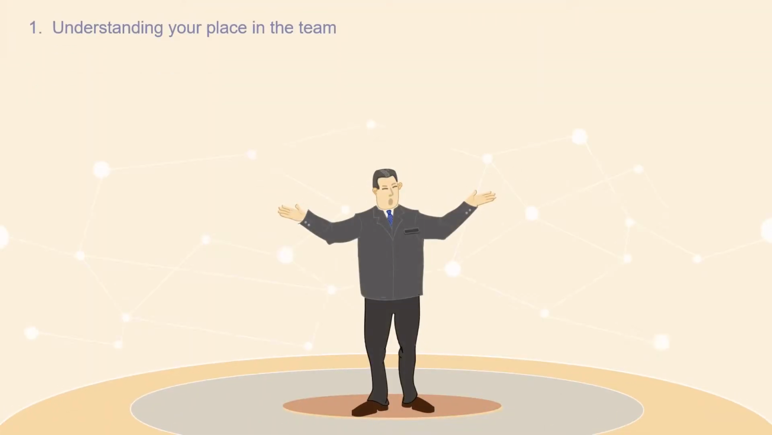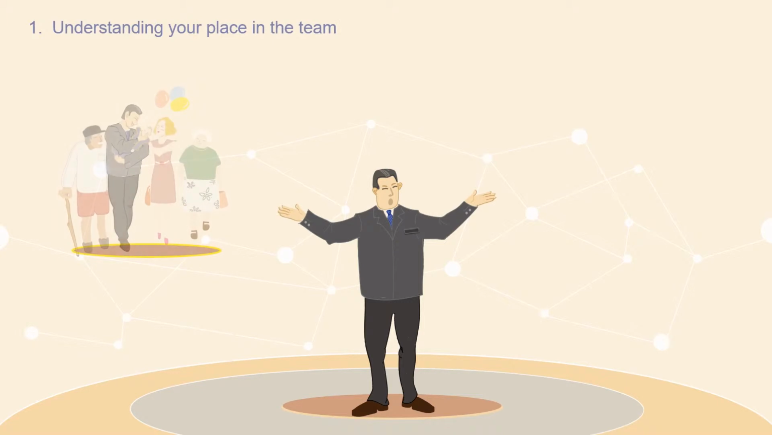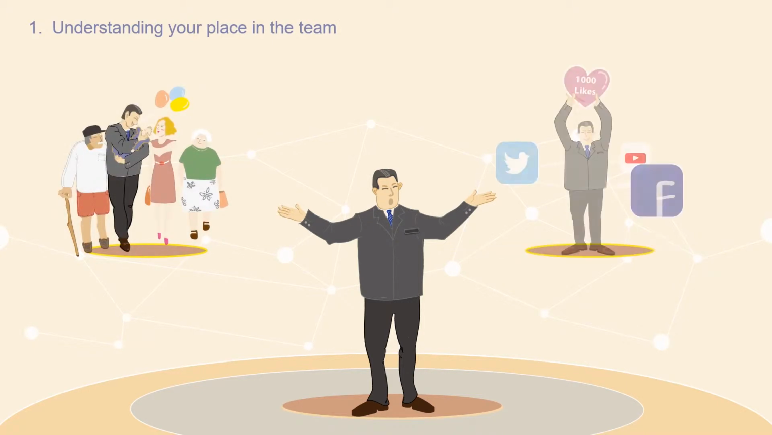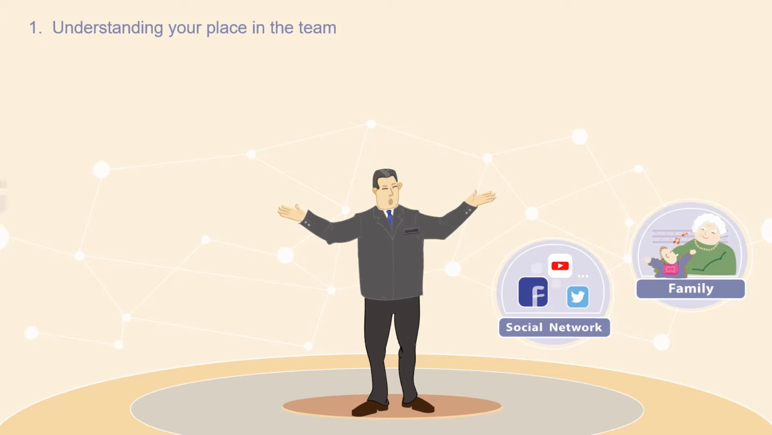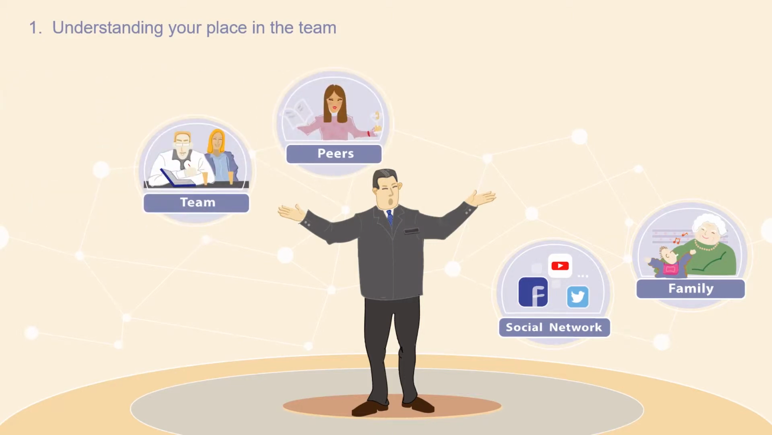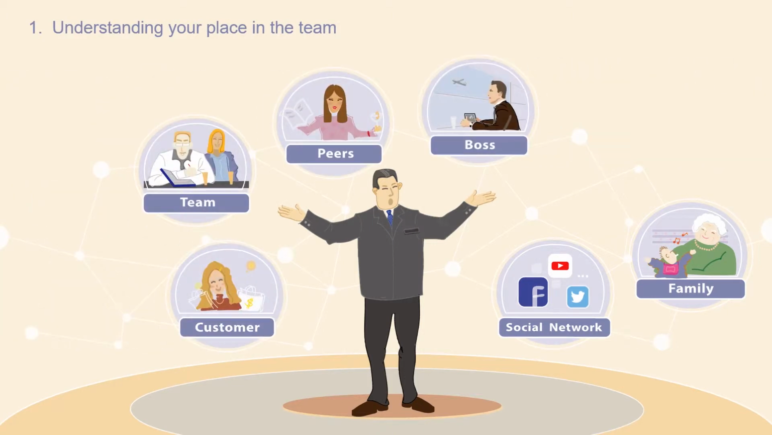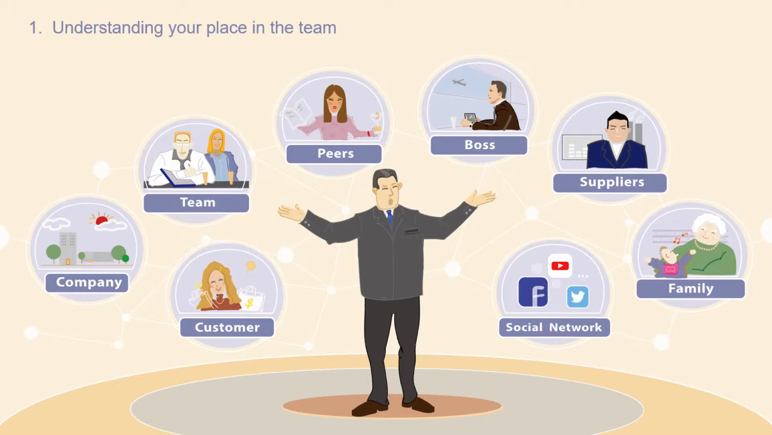As illustrated here in the graphic, in our role as a leader, we're surrounded by key stakeholder groups. At home with family members and the broader community or social networks, i.e. friends, church, clubs, etc., as well as with our working environment, be it from our team or peers, our customers, our boss, or even more senior management, the company itself, and even our suppliers.